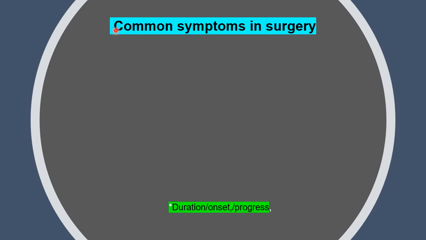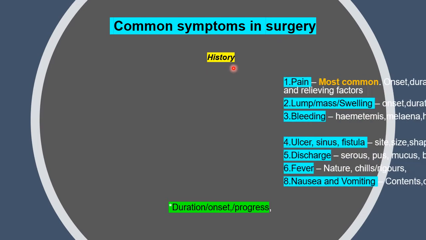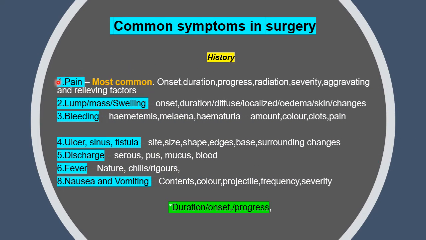Now we come to some common symptoms in surgery. First, in the history, the most important symptom in surgery patients is pain. It's the most common. Over 90% of patients present with pain in some form or another at some site and with different severity. It is very important to document the onset of the pain, the duration, progress, radiation, severity, and aggravating and relieving factors of this pain.